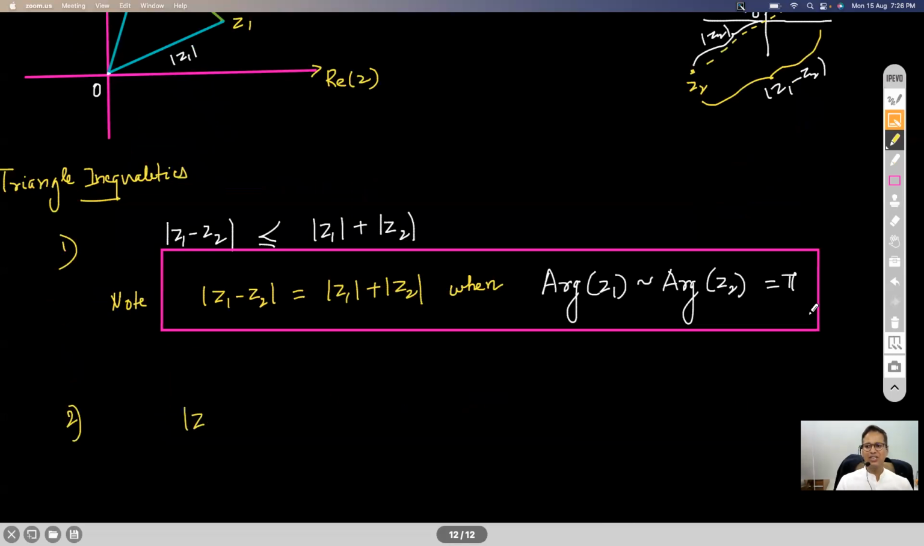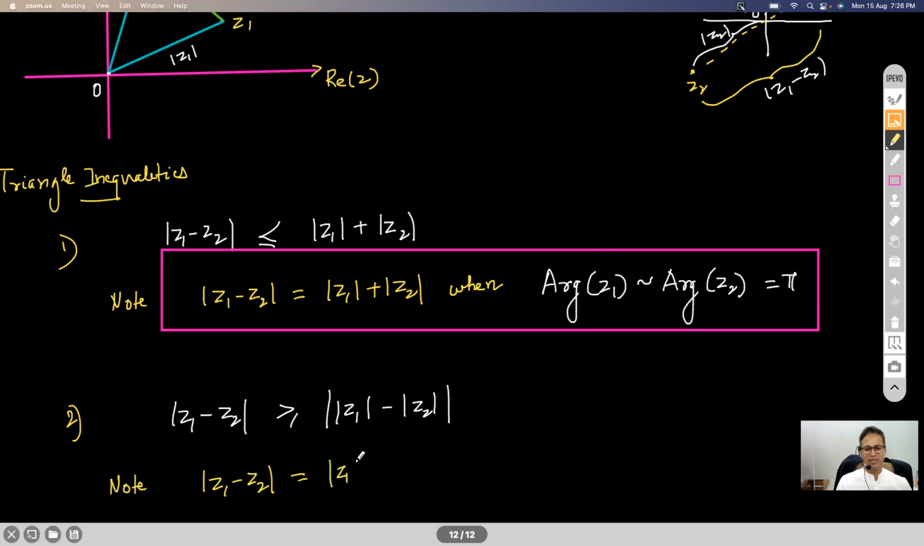Similarly, we also know that the third side of a triangle will always be greater than the difference of the other two sides. Note this down. And just like for the previous case, please tell me, when do you think the equality will hold true? When do you think this will be equal to this? Write it down on the chat. When do you think the distance between Z1 and Z2 will be equal to the difference of their distances from the origin? Imagine that situation. Close your eyes and imagine, and you'll be able to get the answer.